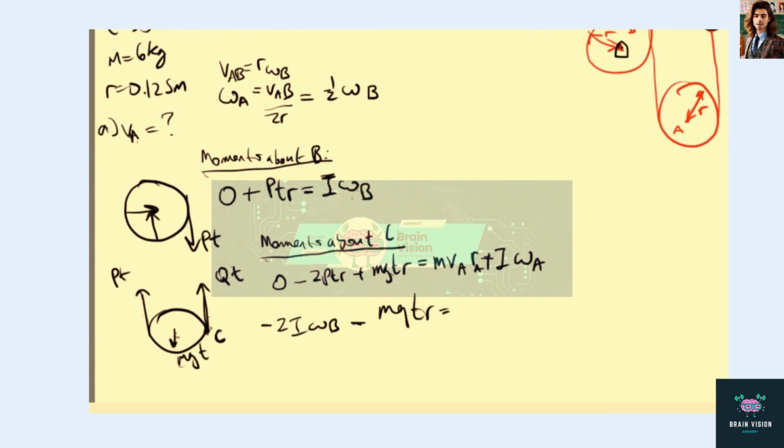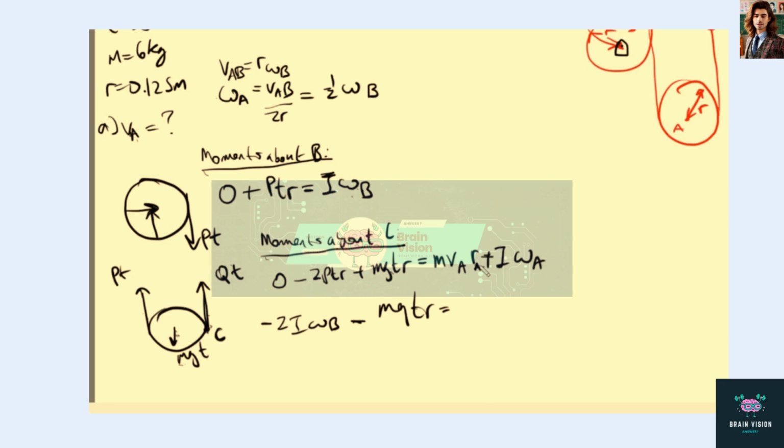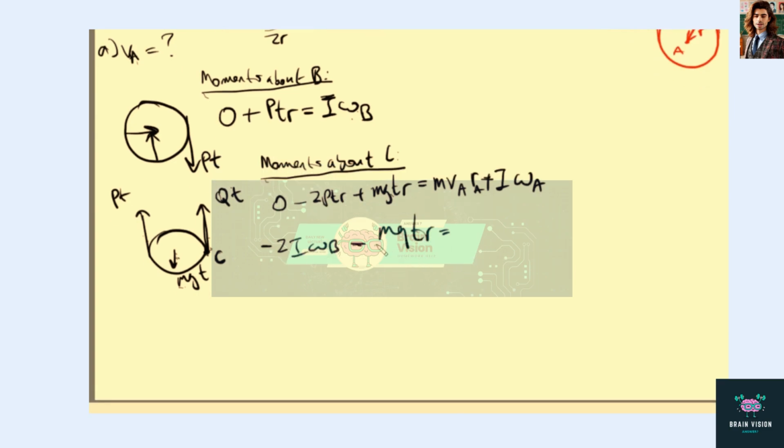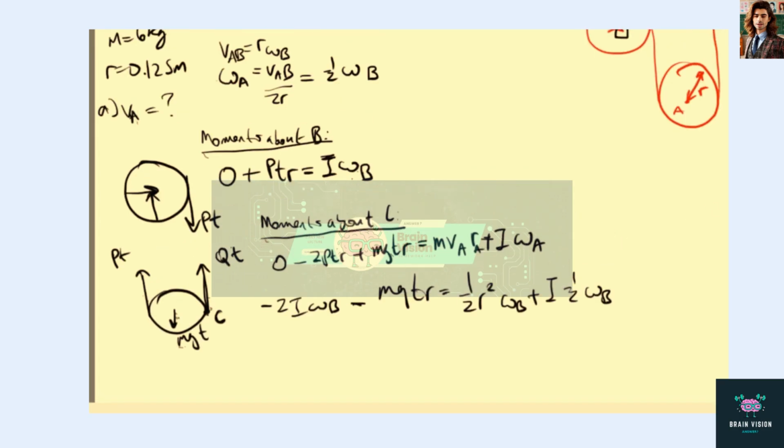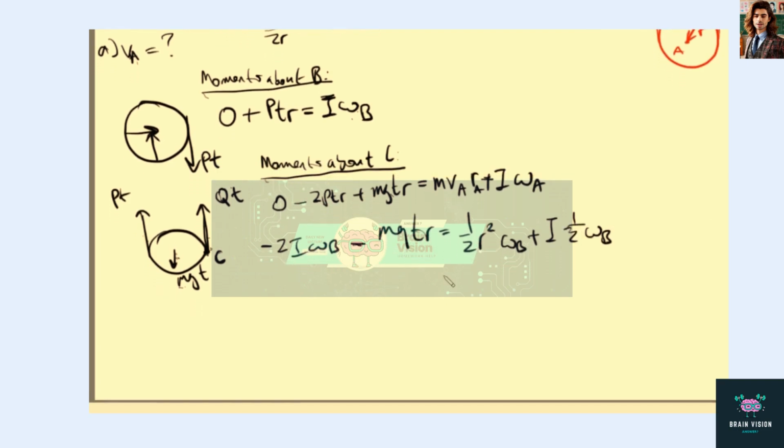So we have VA times RA. We're going to sub in 1/2 r squared omega b plus I times 1/2 omega b. So now we're going to solve. We're going to notice that we're going to get 5/2 mr squared over 2 plus 1/2 mr squared omega b is equal to mgrt.